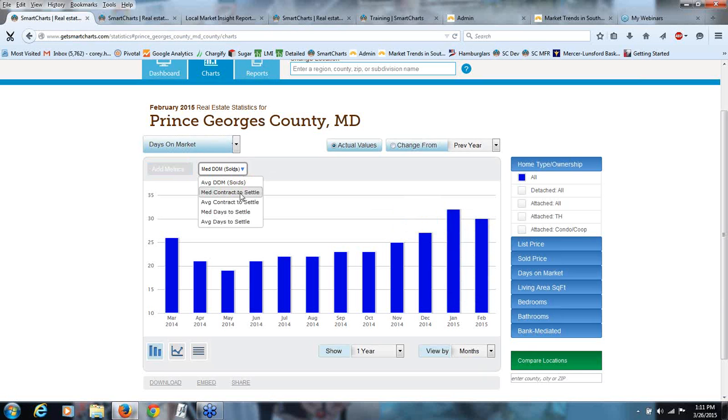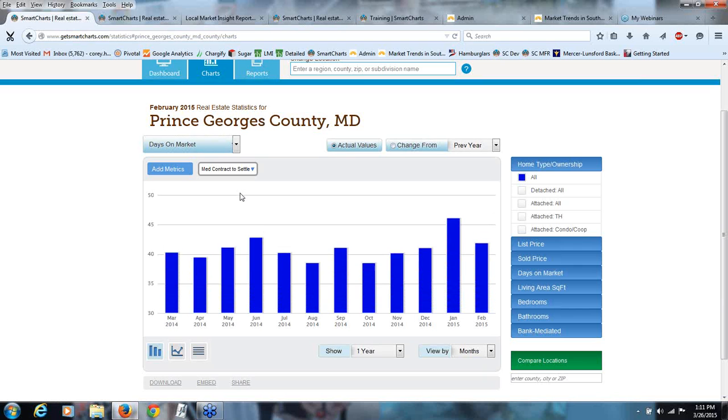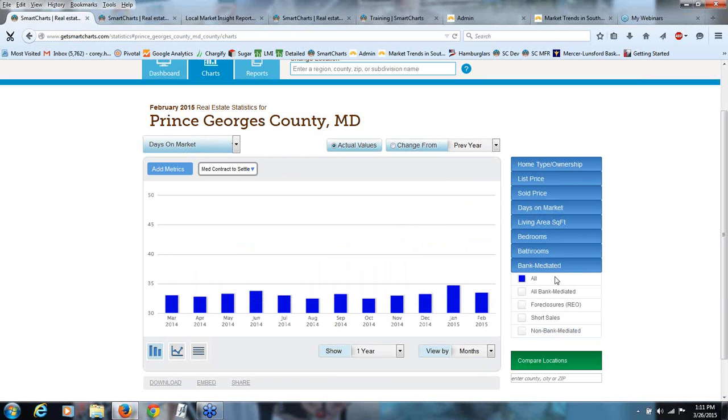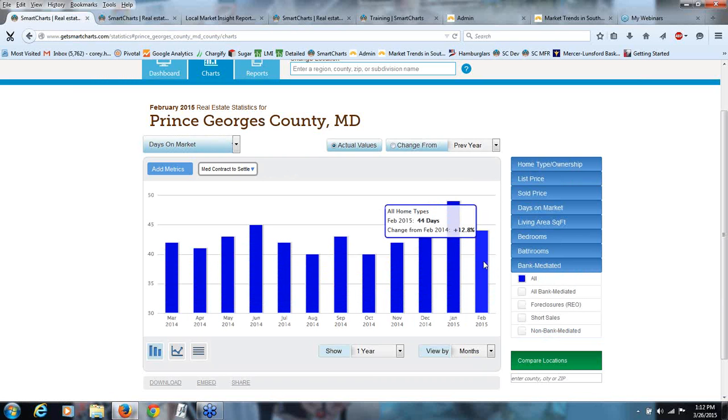So median contract to settle means once the listing goes to contract, how long can we expect it to take before it finally settles? Because your buyer needs to figure out the plans for selling his home. Does he need to rent back, et cetera? So just because you get to the contract phase, for a standard sale, 44 days is the median contract to settle in Prince George's County. Usually we'll see 30 to 45 days. But when we turn on short sales, so for all, it's 44 days.